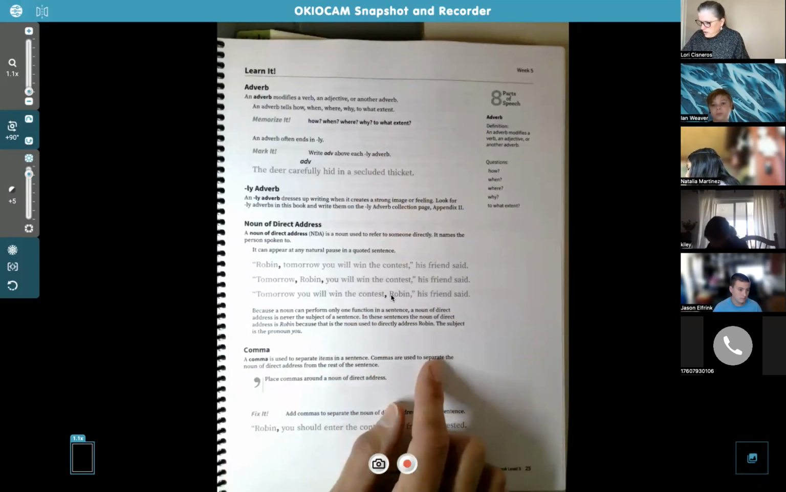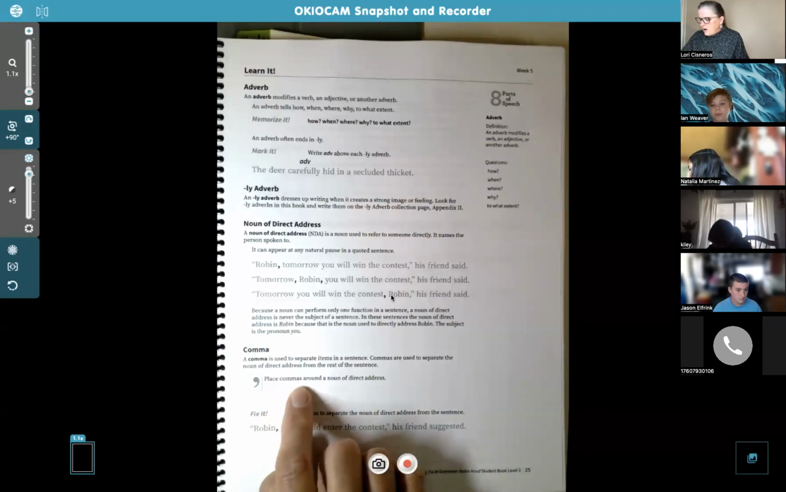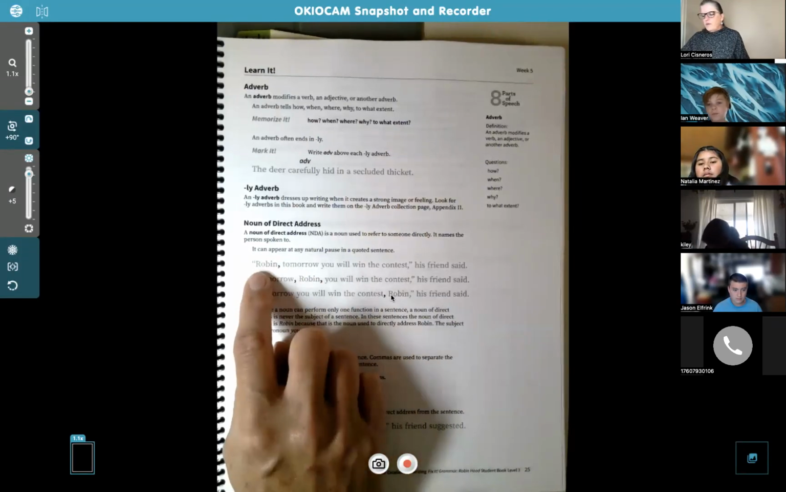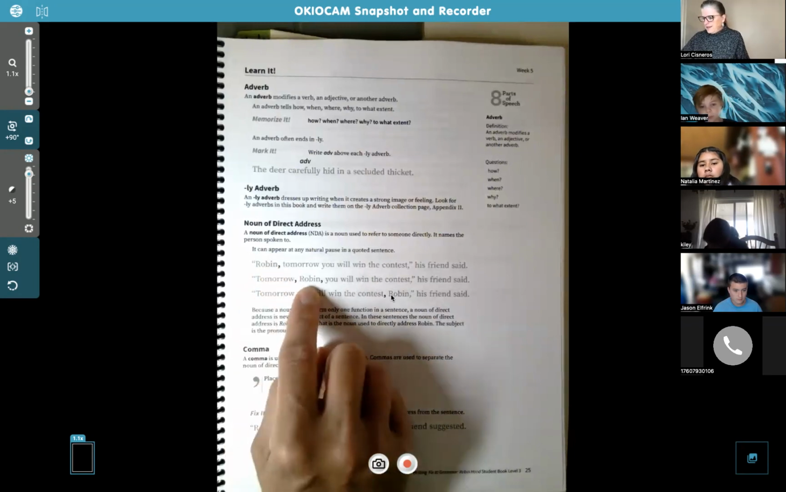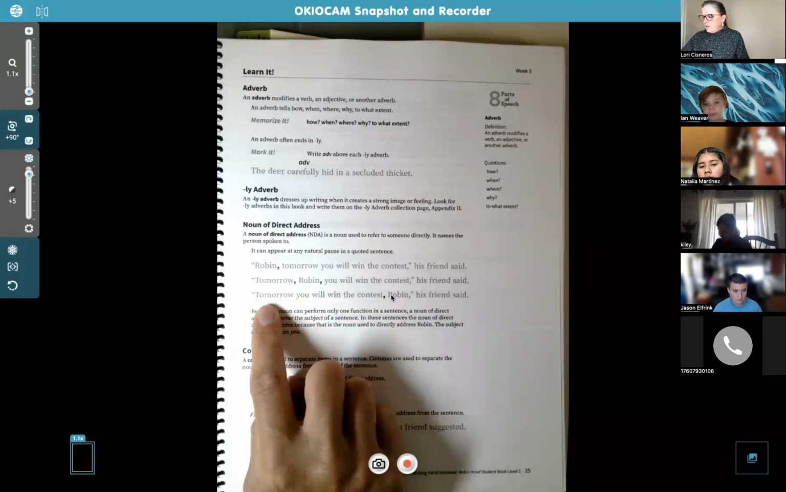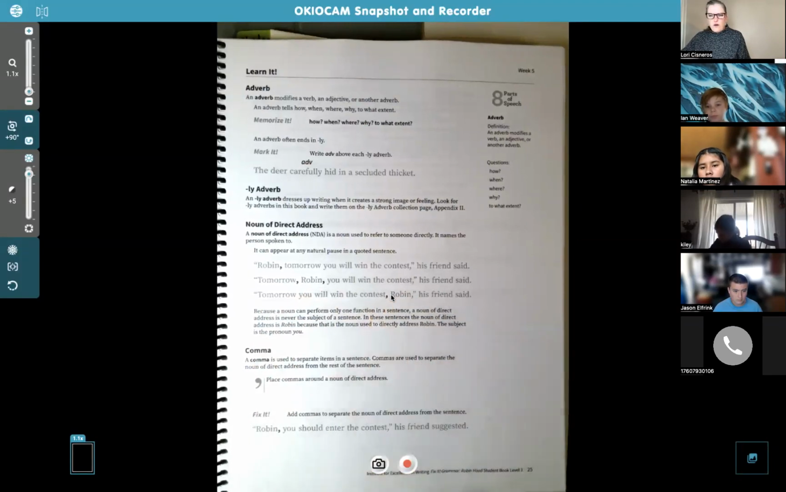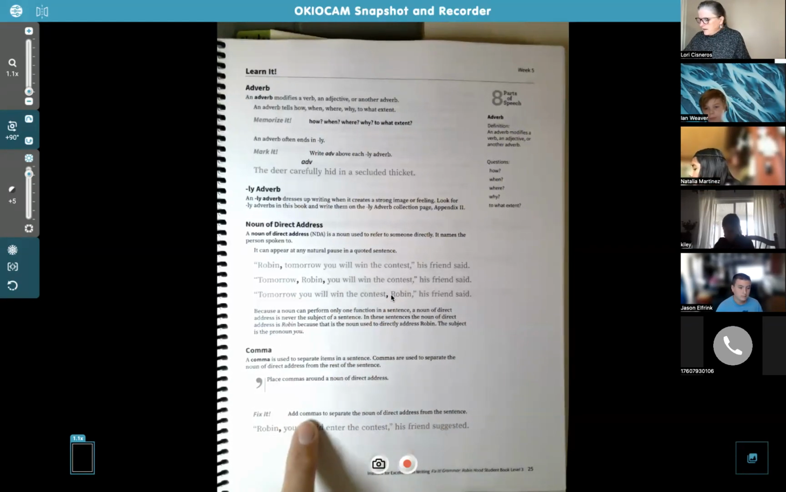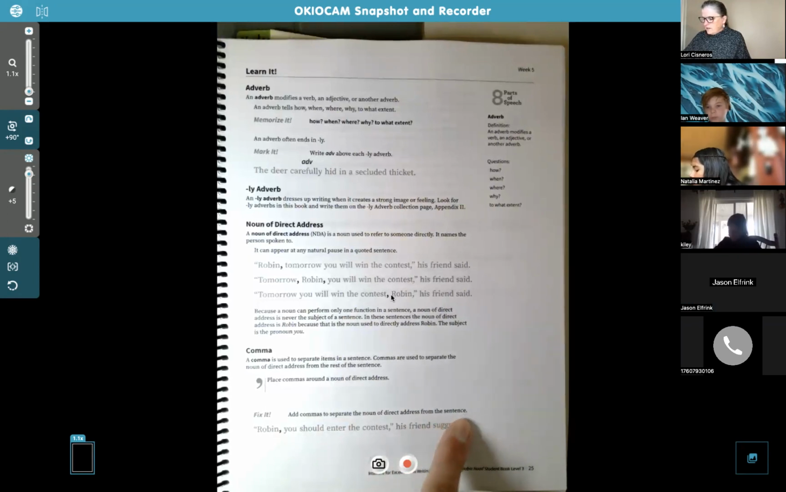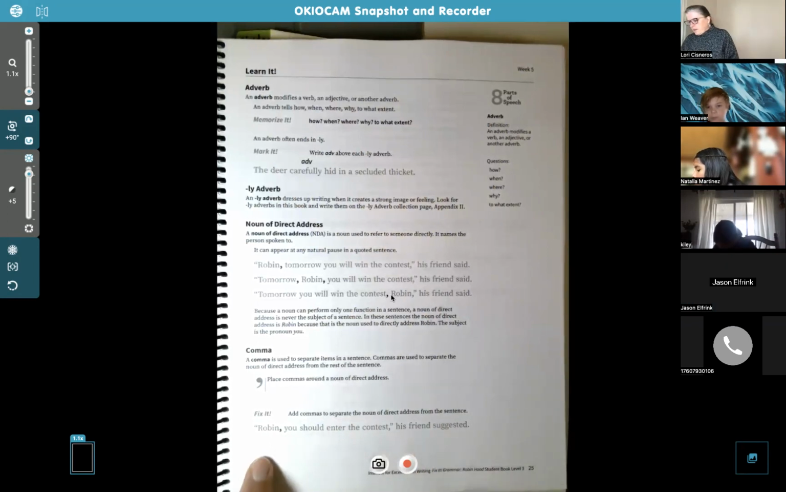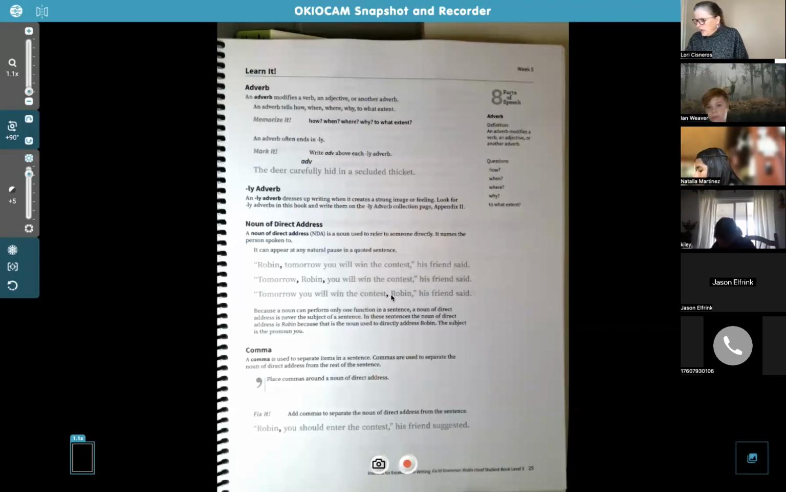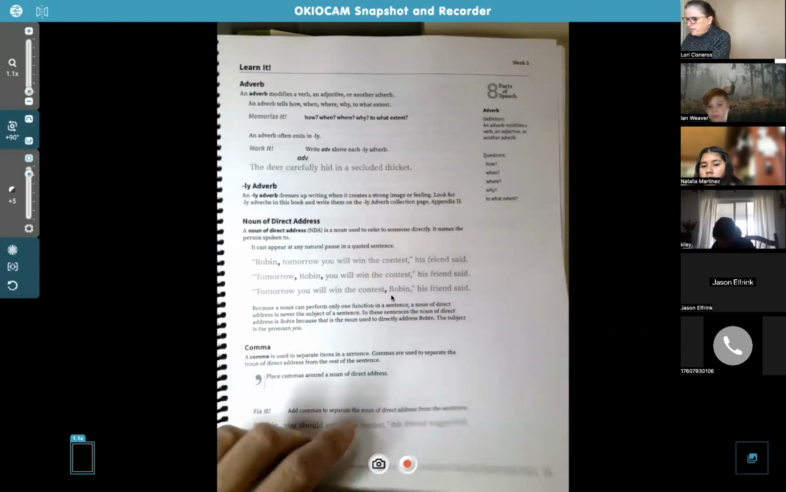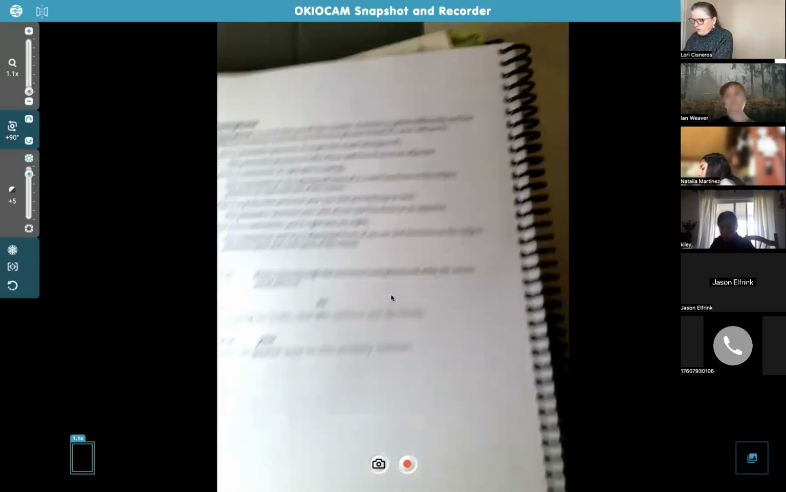And then commas. Here's a couple comma rules or one comma rule. Place commas around noun of direct address. So you can see here when it's at the beginning, comma. When it's in the middle, before and after the comma. And then when it's at the end, the comma before. So there's always a comma next to the noun of direct address. And here it says add commas to separate the noun of direct address from the sentence. Robin, you should enter the contest, his friend suggested. So here it is, Robin in the beginning, and a comma right after that. Okay. One more page to go over on page 26.